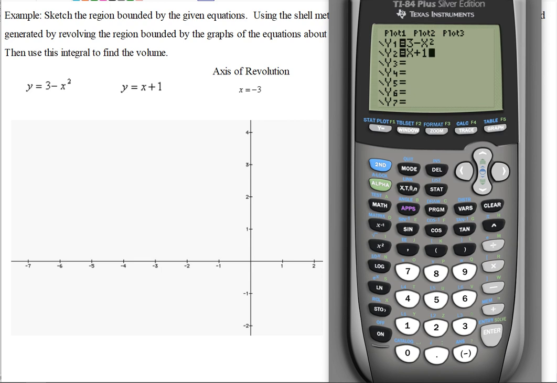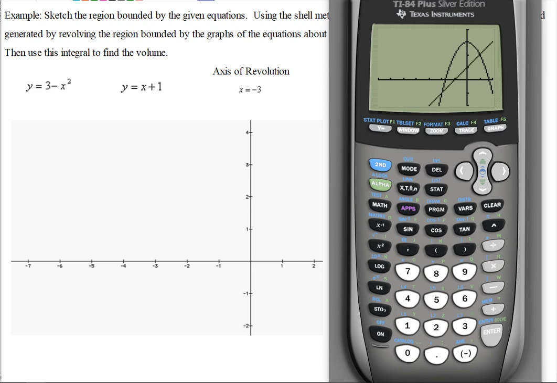And window size, let's change it from -7 to 2 on our x min and max. And let's go -2 to 4 on the y min and max. And graph those. Oops, I think I made the window size a little off here. I put -72 to 2 here. Let's try that again. All right. So here's the graph of the first one, parabola, and there's our linear one.